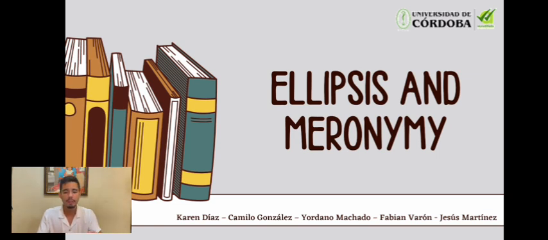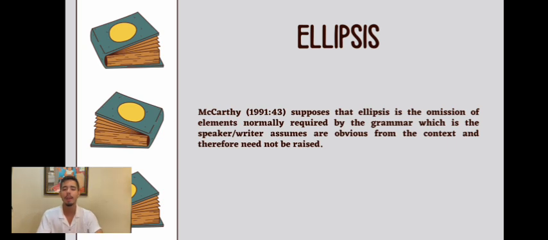When talking about ellipsis, Machado states that ellipsis is the omission of elements normally required by the grammar, which the speaker or writer assumes are obvious from the context, and therefore there's no need for them to be raised again. Basically, ellipsis is the omission of some words, not necessarily but mainly head words. This is omitting information, omitting nouns, basically to not write the noun in a sentence.